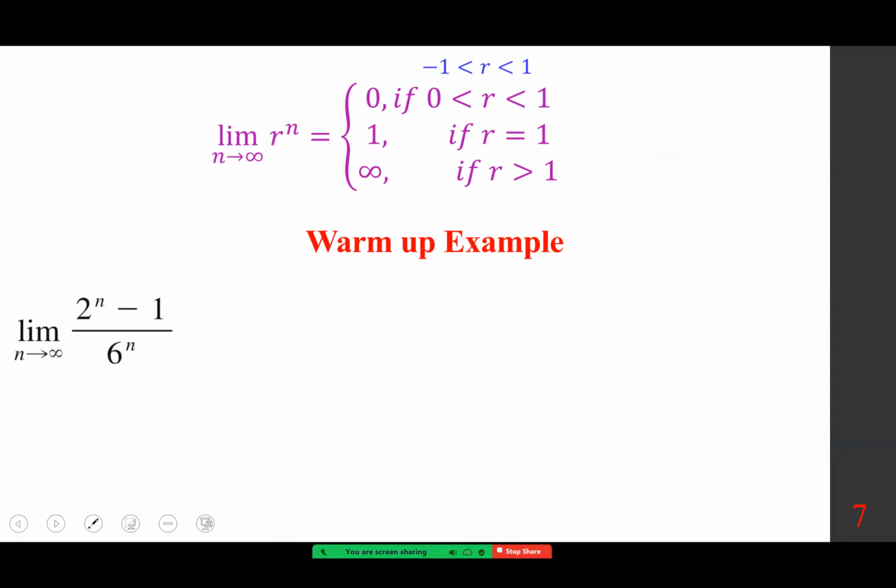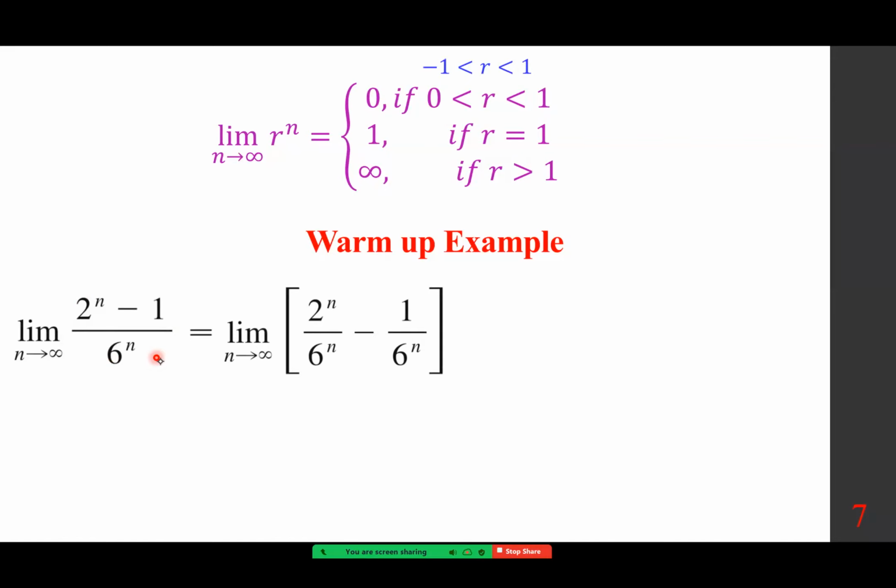We want to look at a warm-up example, refreshing everybody's memory about one of those theorems, the limit of r to the power of n as n approaches infinity, is 0 when r is between -1 and 1, 1 if r is 1, and infinity if r is greater than 1. So how do we deal with this? We are going to actually use the limit laws. First and foremost, we change this fraction into two fractions.